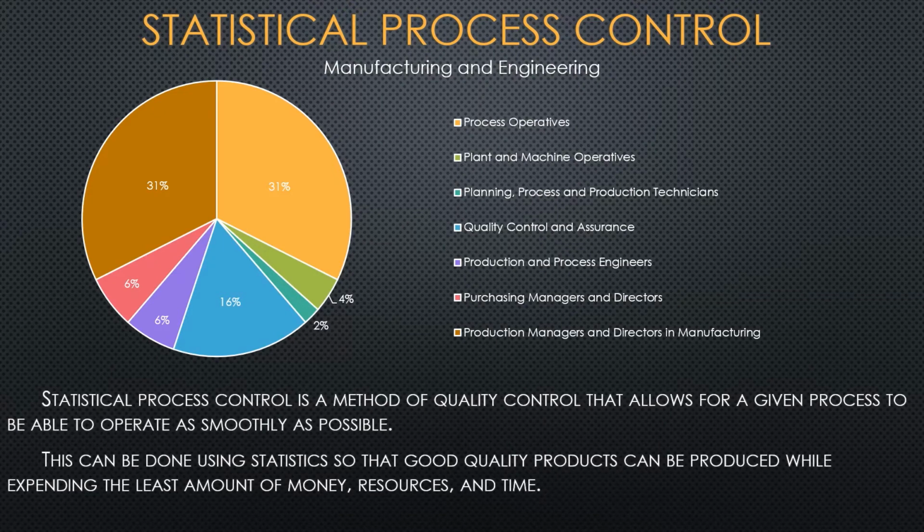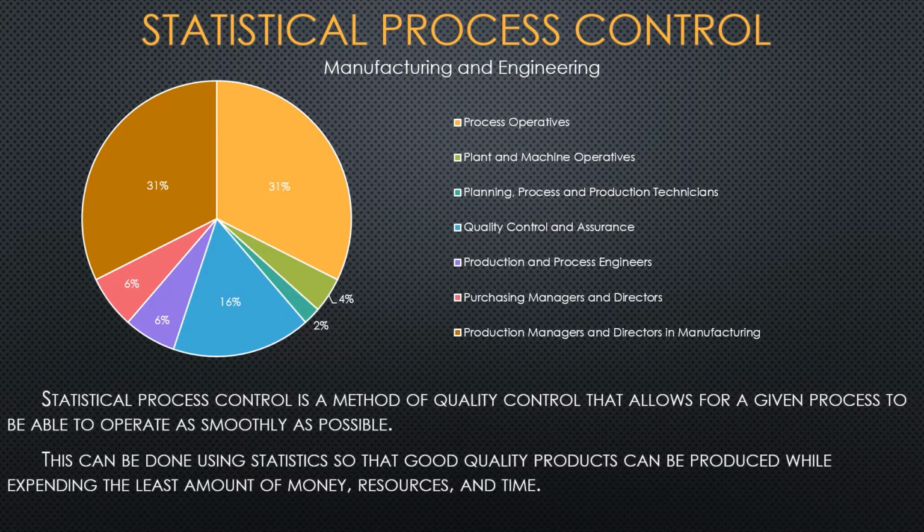What is statistical process control? This, or SPC, allows for a given process that needs maintaining or improvement to continuously run smoothly and become better over time. This task can be accomplished through statistics in order to optimize money, resources, and time.